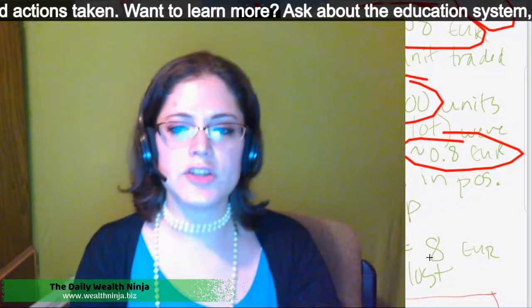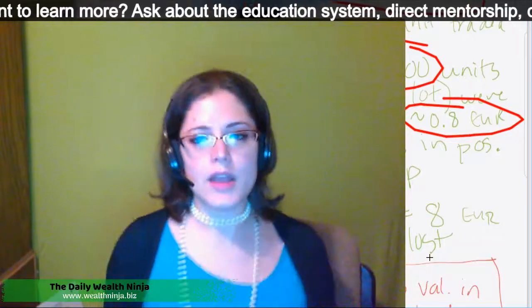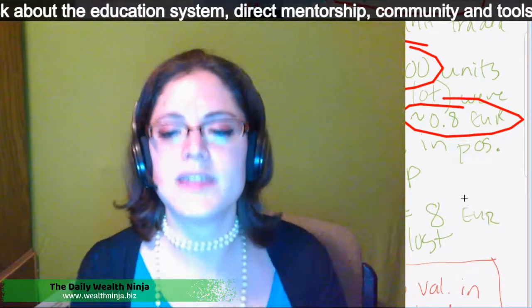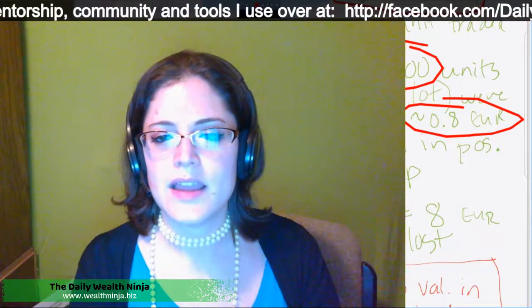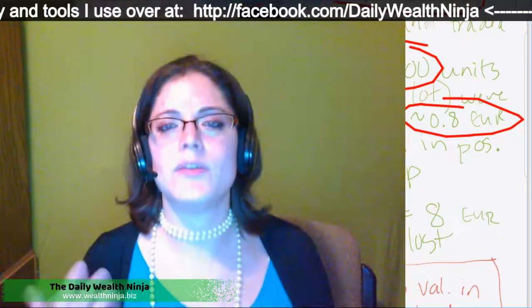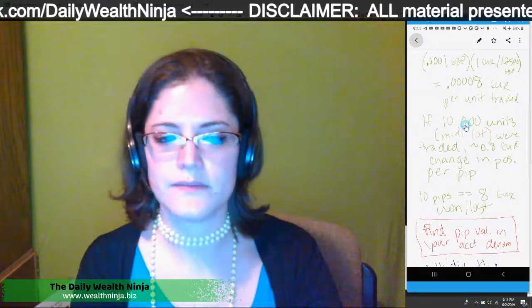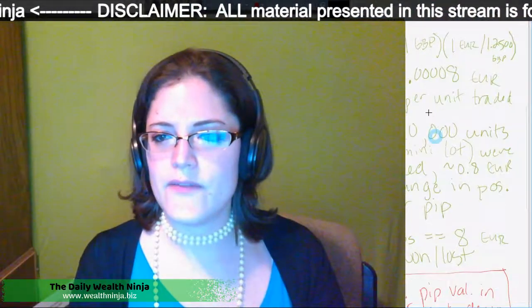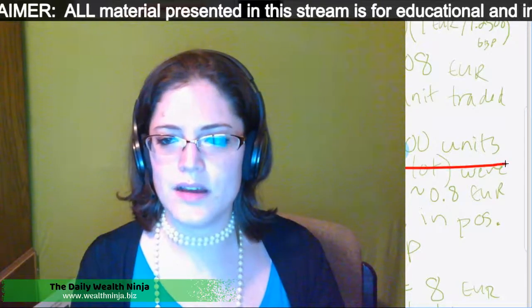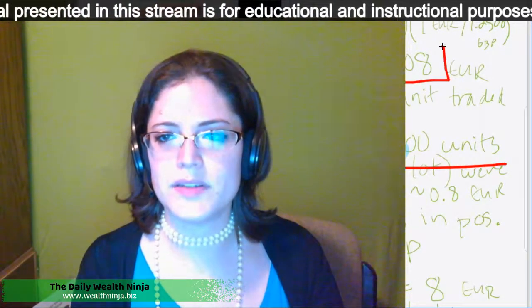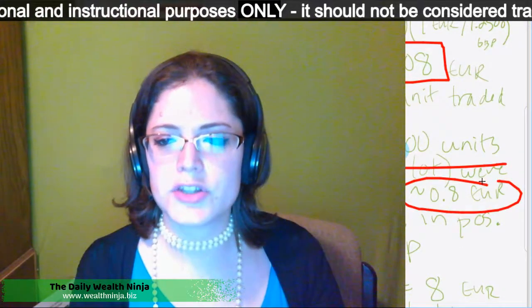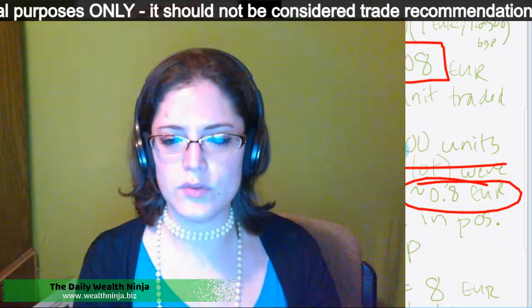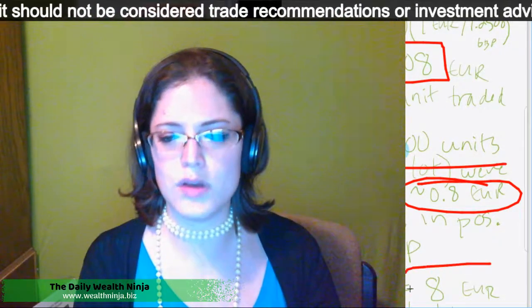So if you had a change of 10 pips, then you actually won or lost 8 euros, right? This is the amount that you put at risk, and this is the change that happened, the number of pips that changed. So if you had 10,000 units at risk and they were worth 0.00008 euro per unit traded, then each change in pip is 0.8. So if you won or lost 10 pips, you won or lost 8 euro.